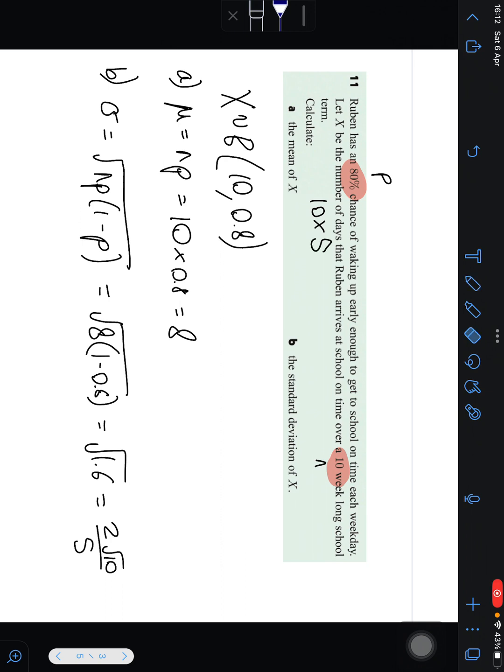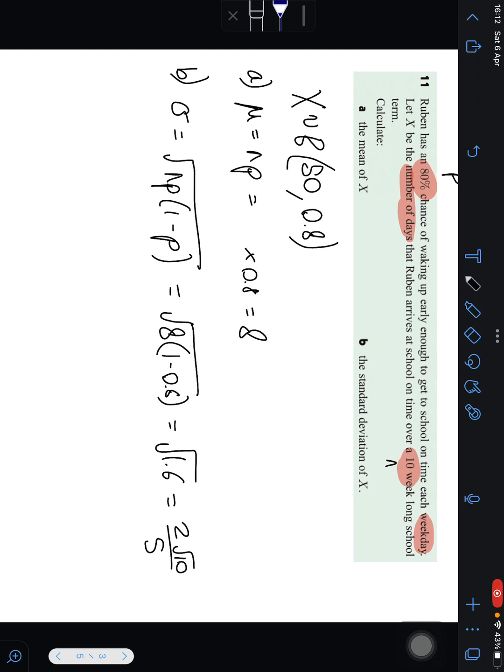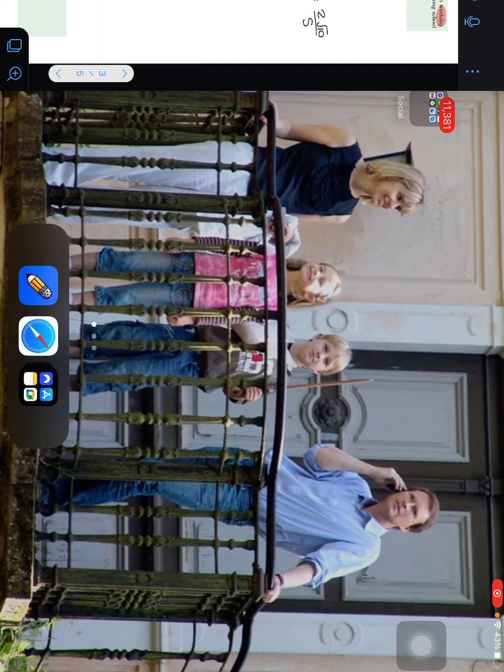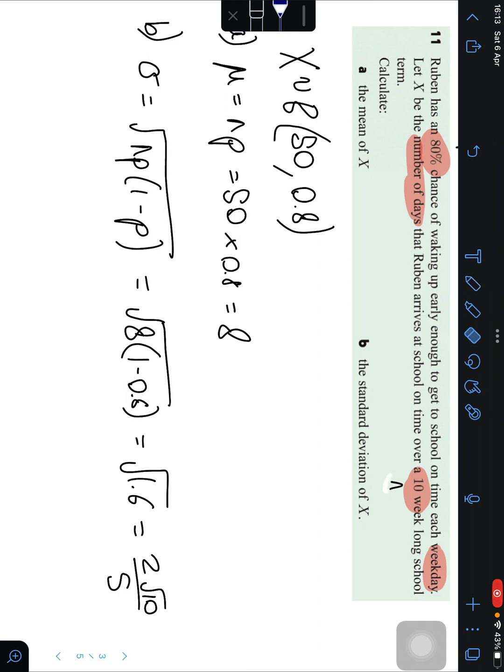So this is what I mean. Reading the question is so crucial because this is the number of days. I thought it could be the number of weeks, but it's not. And it's school days. So it's only 5 school days on a weekday. So in fact, how many weekdays are there in a 10-week long period? Well, there'd be 5 times 10, 50. And so what's our mean going to be? Sorry, it's going to be 50 times 0.8. Okay, so I made a slight mistake there. So 10 is not my value for n. And so therefore, we would get 40 here.